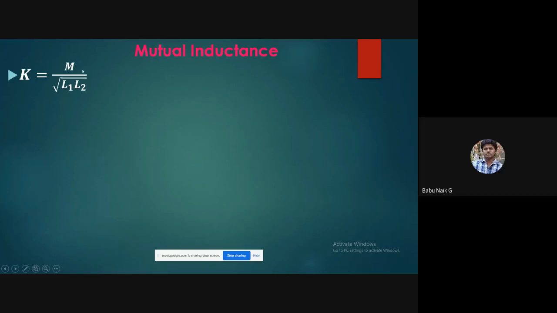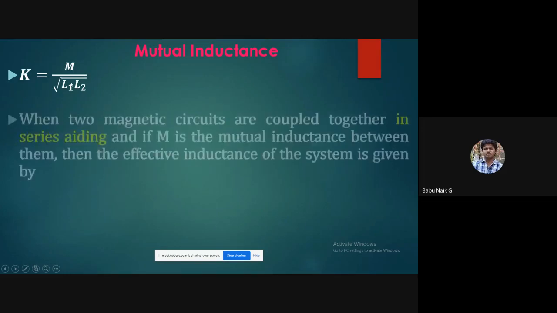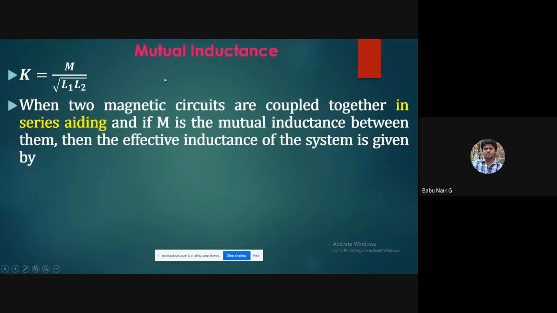Okay, so if mutual inductance is known, and L1 and L2 are given, you can calculate what is the K constant between these. And then further, if that circuit is connected either in series or parallel.